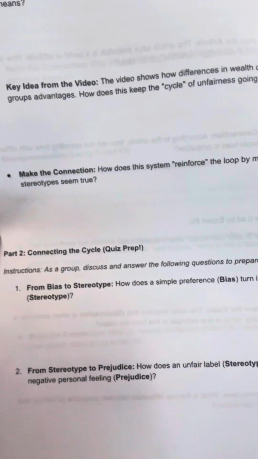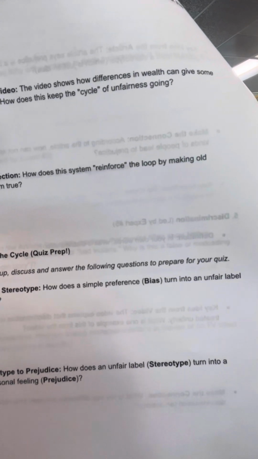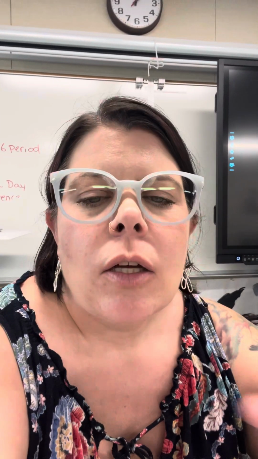And last but not least, this is as a group, you guys are going to answer this. How does a simple preference or bias turn into an unfair label or a stereotype? This is the exact example. Think about when I talked about the German Shepherd example in class. How did my bias turn into a stereotype? How did my stereotype turn into a prejudice? How did my prejudice turn into discrimination? And then how did my discrimination turn into racism and close the whole loop?